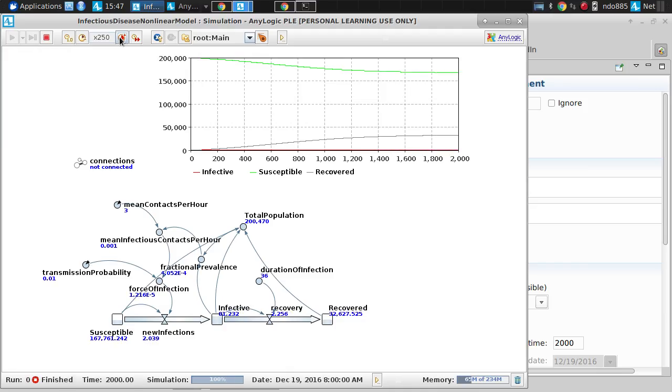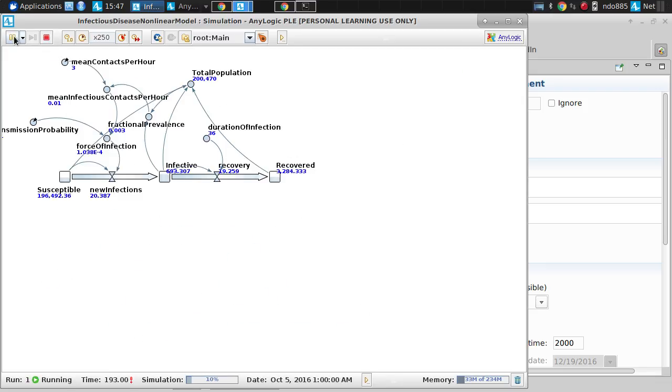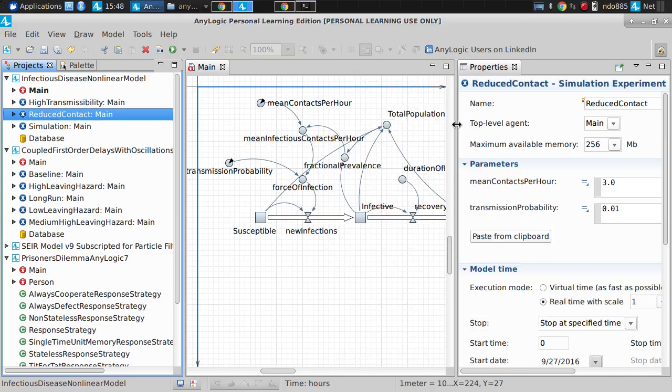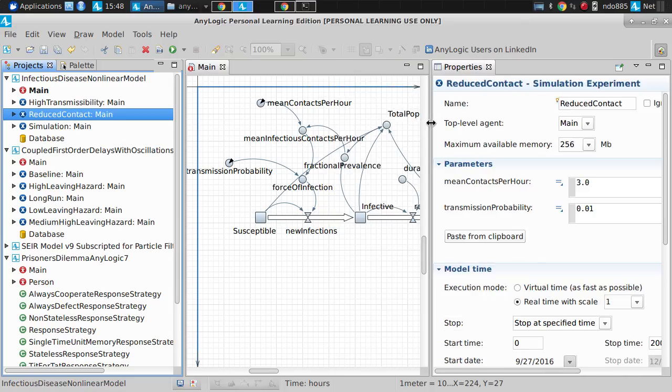So what's happening? It's a much lower rate of infection. Indeed. Much, much lower. And in fact, it plays out much more slowly, right? Much more slowly. Okay. Ladies and gentlemen, I'd like to make one final suggestion here. Okay.